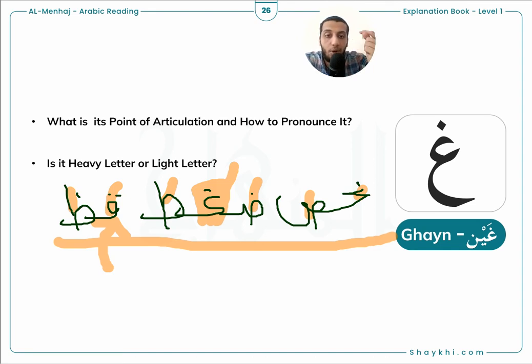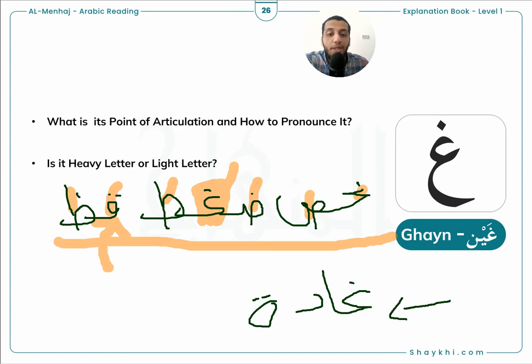Okay, and this is a wrong pronunciation of letter Ghayn, even though it's a common one. So there is an Arabic female name, it's called Ghada. Okay, I hear this name, a lot of people say Ghada, and this is wrong. Why? Because Al-Ghayn is a heavy letter, not a light one. So you have to say Ghada, not Ghada.